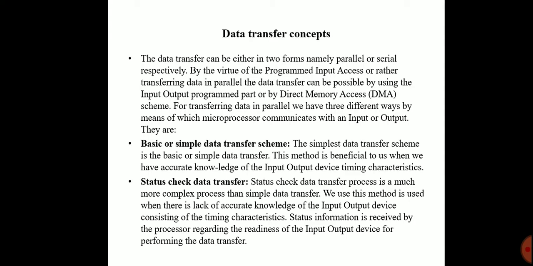Now the status check data transfer. The status check data transfer is a more complex process than simple data transfer. This method is used when there is a lack of accurate knowledge of the input and output device timing characteristics, and the status information is received by the processor regarding the readiness of the input and output device for performing the data transfer.